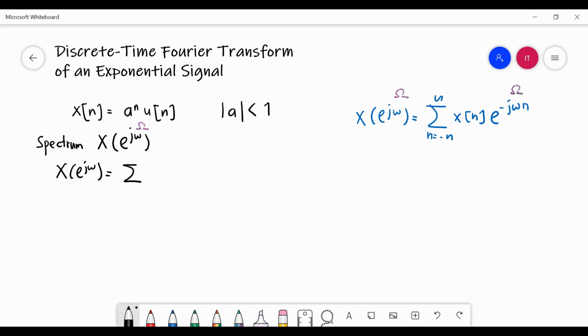Because our x[n] has a unit step function, we can change the border, or the threshold, of the sigma accordingly. So now we change it to run from 0 until infinity, and then we change the signal into our exponential signal and continue with the equation. Because now we have n in both factors, we can combine them.